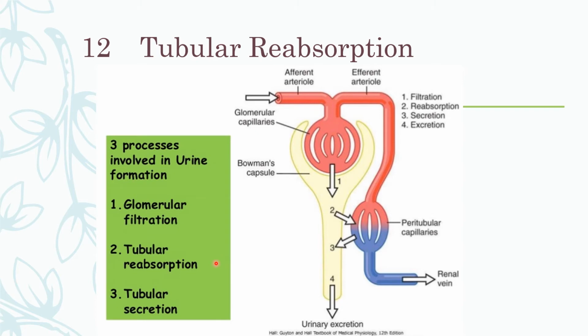Water and other substances move from the nephron tubule into the peritubular capillaries. That was that reabsorption rate. Urea and other waste products are kept in the tubule, and those will be eliminated in the urine.